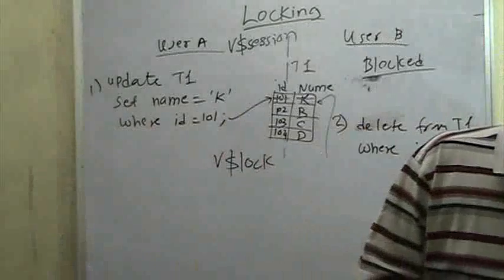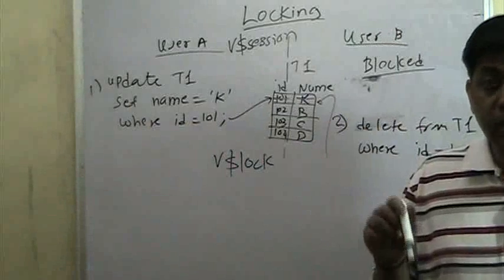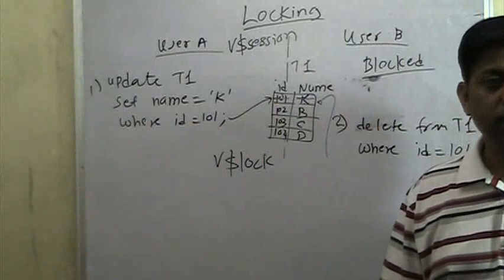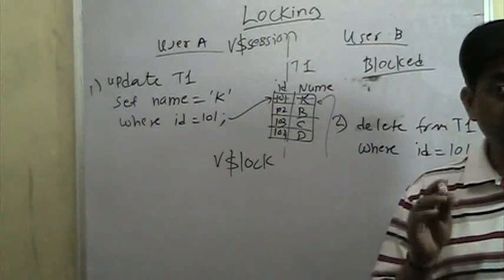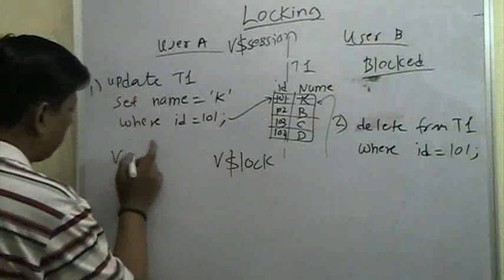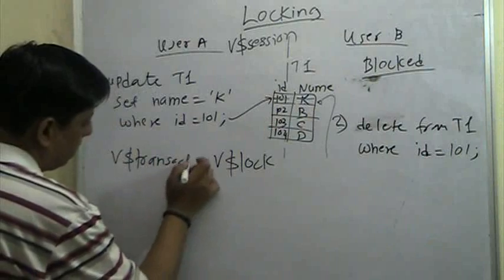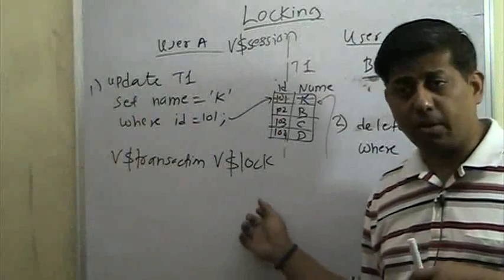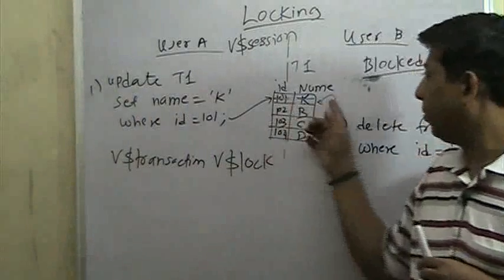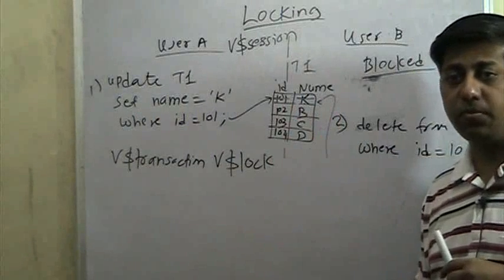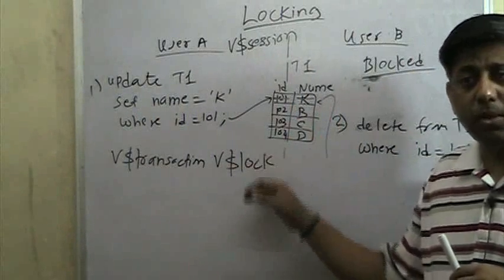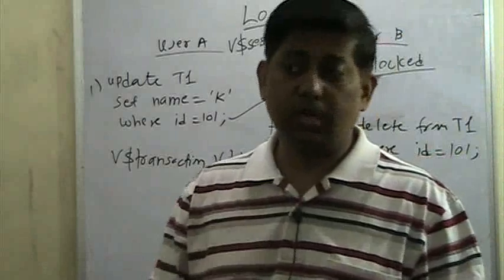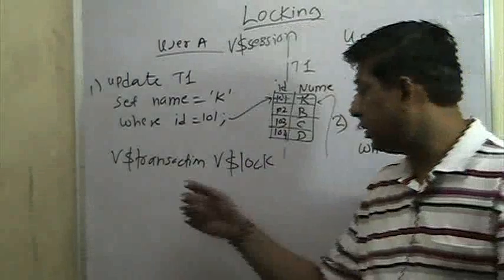V$LOCK is the view which will show you all the locks currently acquired by currently running transactions on all the objects. Let us say there are 5 transactions going on. In V$TRANSACTION there would be 5 rows, and one transaction may have acquired 10 different locks. Why? Because it has deleted one row from here, another row from somewhere else. So for one transaction you may see 20 lines in V$LOCK. From that you can find out which object has been locked, by joining these views.